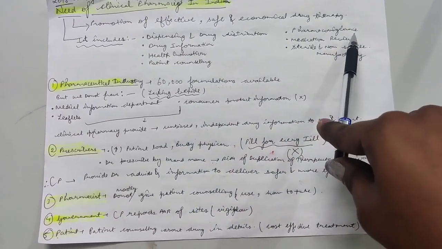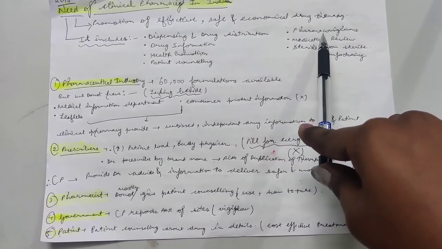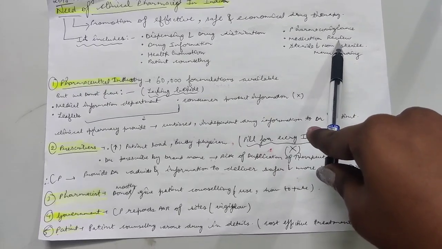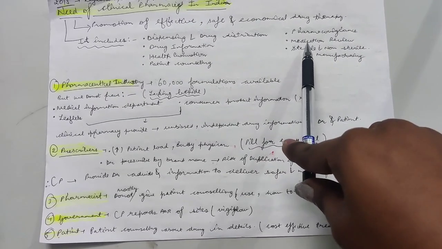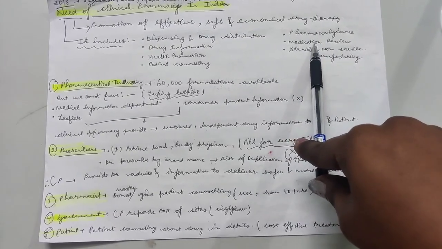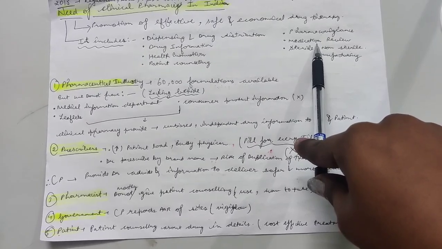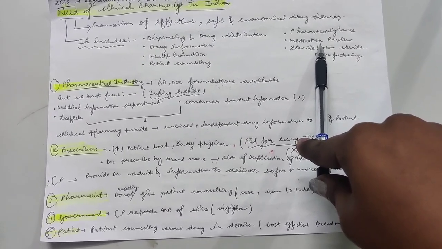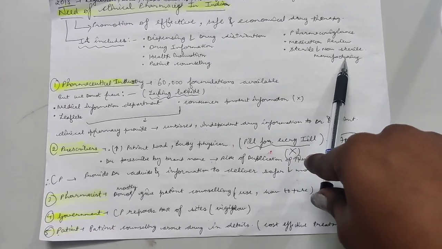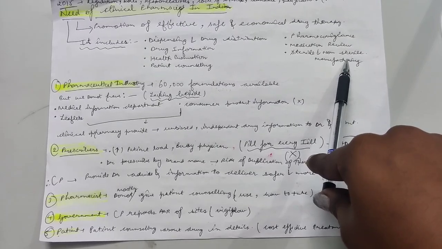Pharmacovigilance is to keep a check on a drug. It includes assessment, detection, management and prevention of ADRs. Medication review: review of the medications given to the patient when he is in the hospital, whether they are given at the right time, right dose, right duration or not. Sterile and non-sterile manufacturing.